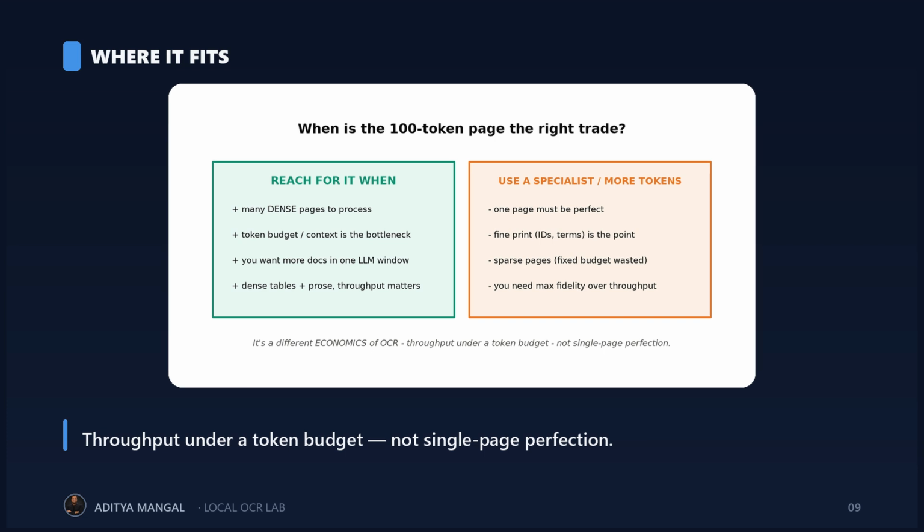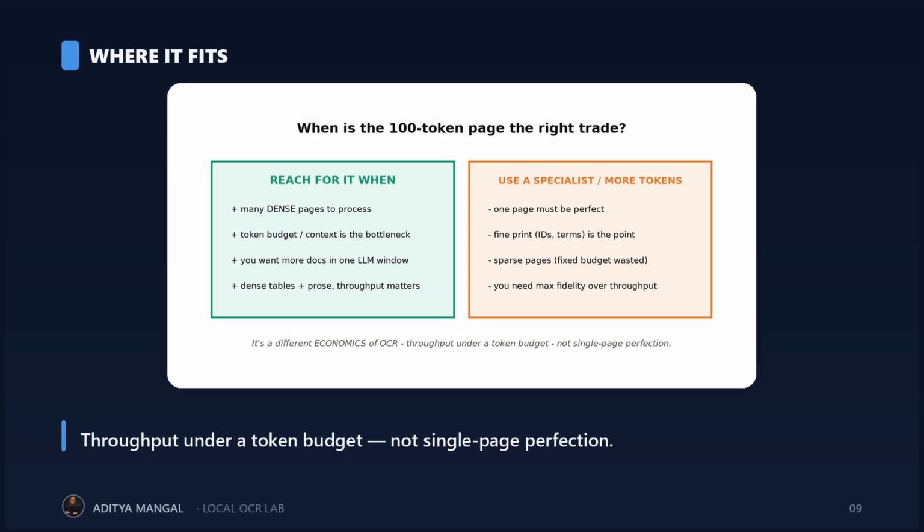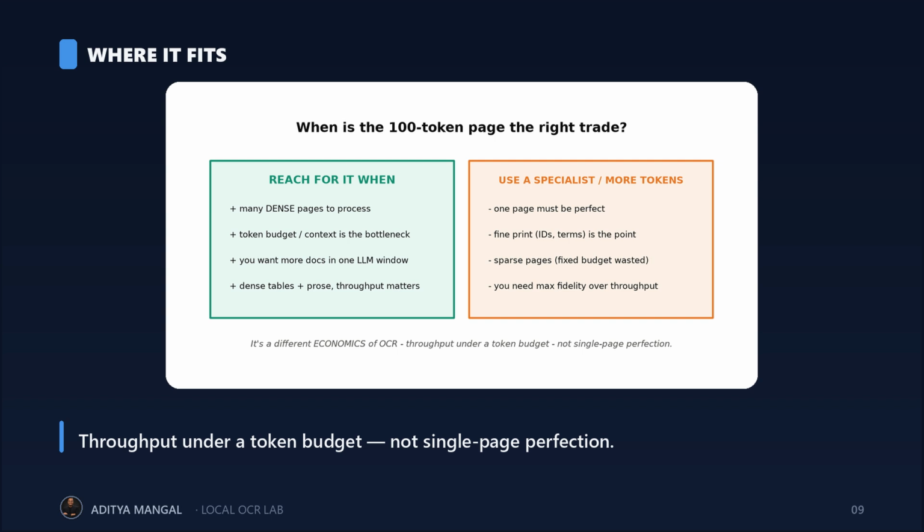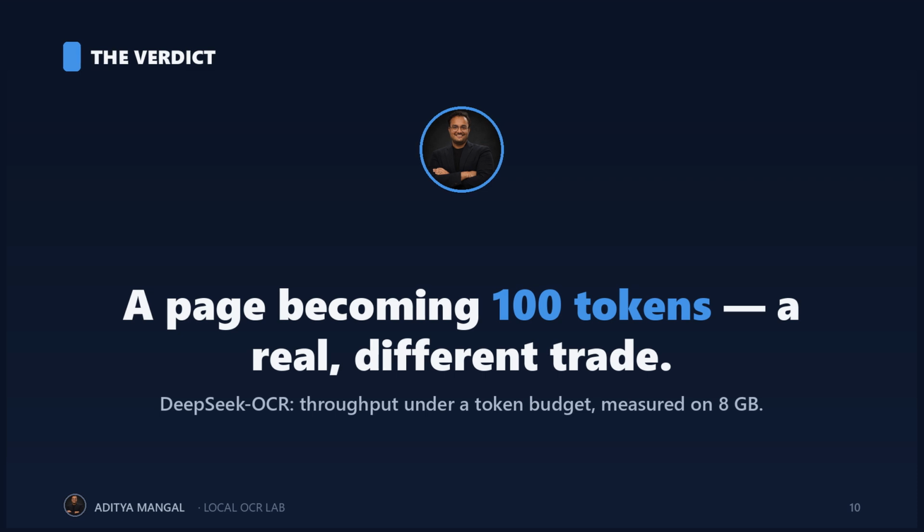So where does it fit? It's a different economics of OCR. Reach for it when you have many dense pages and context is your bottleneck. Reach for a specialist or a higher resolution mode when one page has to be perfect and the fine print is the whole point. The verdict?